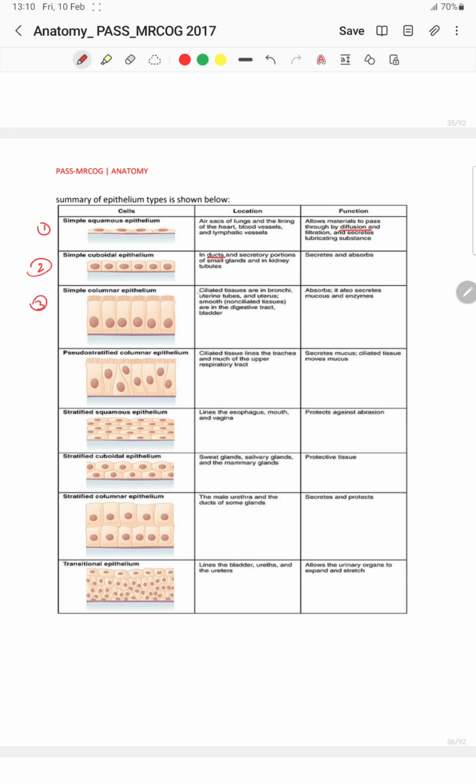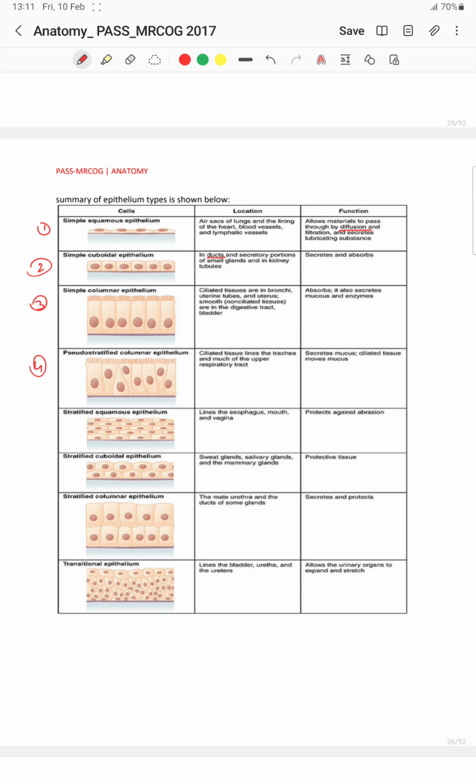The first is the ciliated tissues. They are in the bronchi, the uterine tubes, and the uterus, and the smooth ones, which are non-ciliated, are in the digestive tract and the bladder, and they help in absorption, and they also secrete mucus and enzymes. Number four is the pseudostratified columnar epithelium, and they are the ciliated tissues.